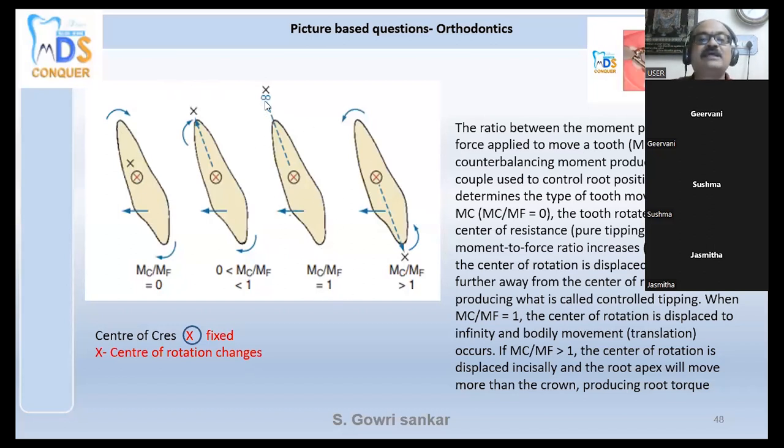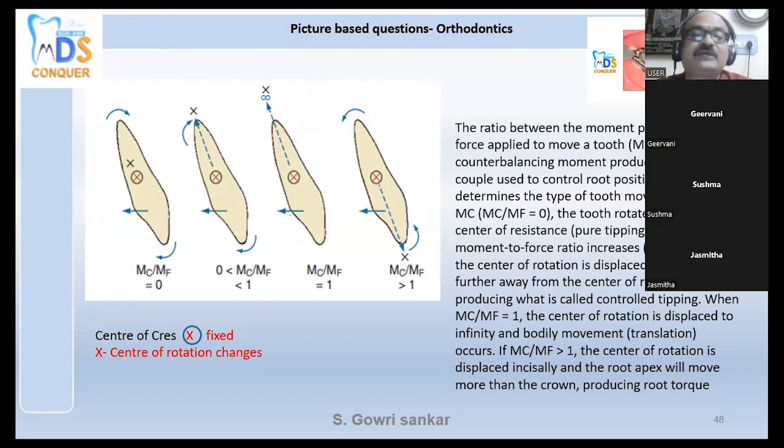This is called translatory movement or bodily movement. If I draw a line connecting the initial and final position of the teeth, they will meet somewhere at infinity. This point where they meet at infinity is seen in translatory movement. The other place where it is seen outside the tooth is in intrusion and extrusion also. You can see that the center of rotation is outside the tooth. It is not within the tooth.